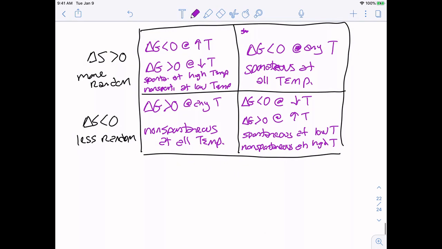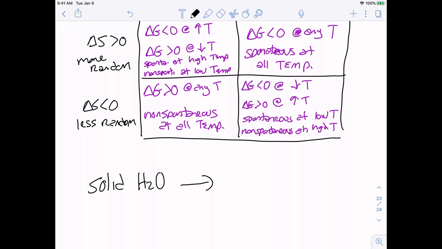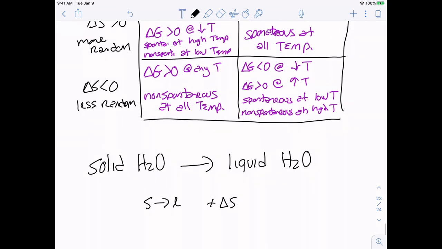Kind of an example we could use: if I have ice, so solid water, and I just set it on a table at 25 degrees Celsius, it is spontaneously going to form liquid water, right? It's going to melt. So I'm going from a solid to a liquid, which means I'm going to have a positive entropy change, right? It's becoming more random. But I have to put heat energy into it. So my enthalpy change, it gains energy.